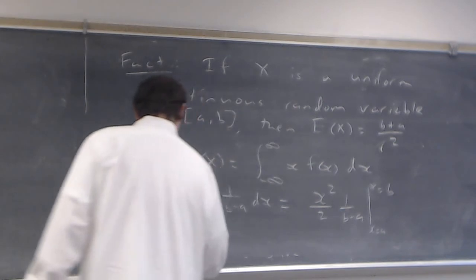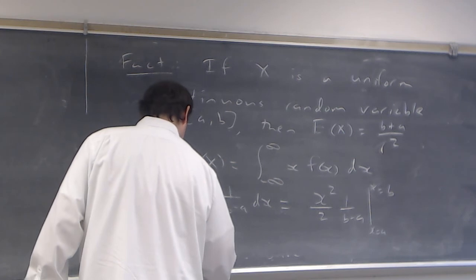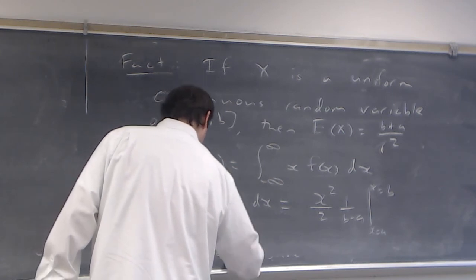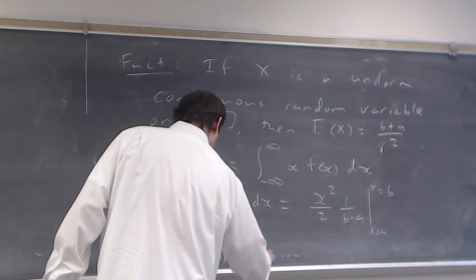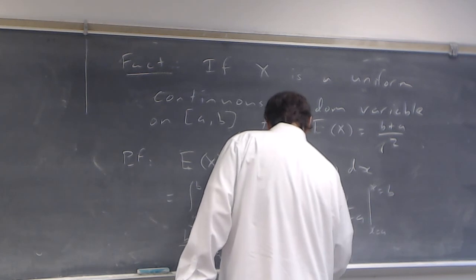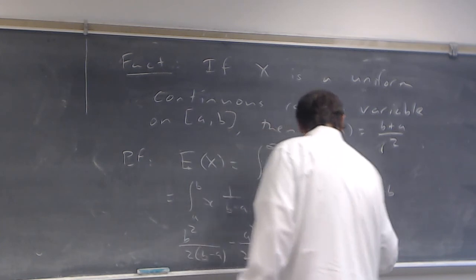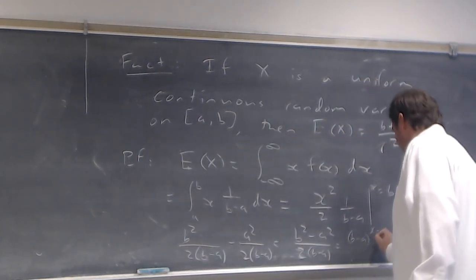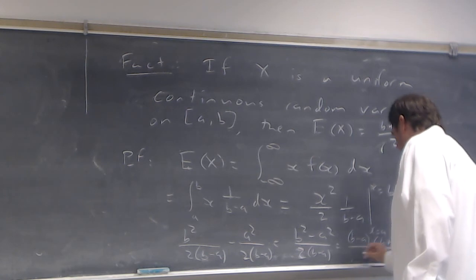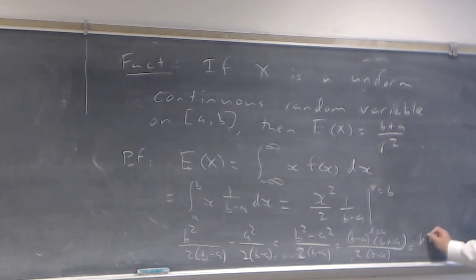And so what I get is b squared over 2 times (b minus a) minus a squared over 2 times (b minus a), which equals (b squared minus a squared) over 2 times (b minus a), which of course this top factors, it factors (b minus a) times (b plus a) over 2 times (b minus a). And the b minus a's cancel, and so we're just left with (b plus a) over 2. And that's what we said the answer was going to be. So that's the proof.